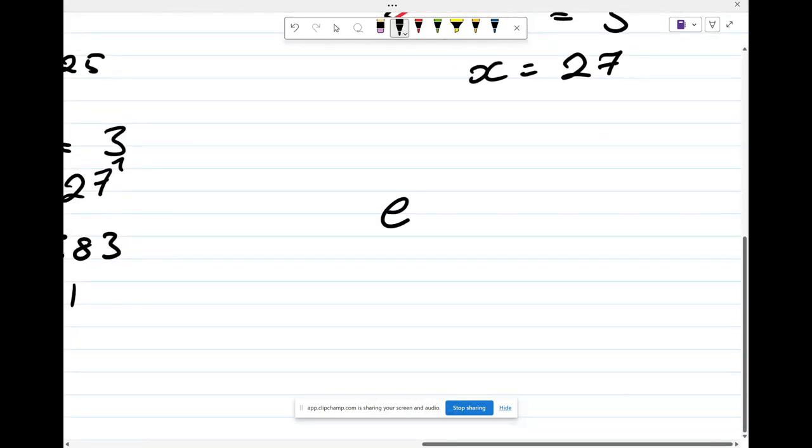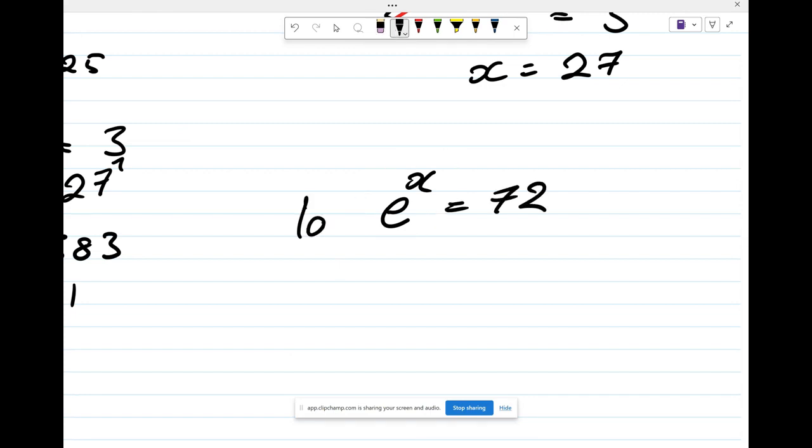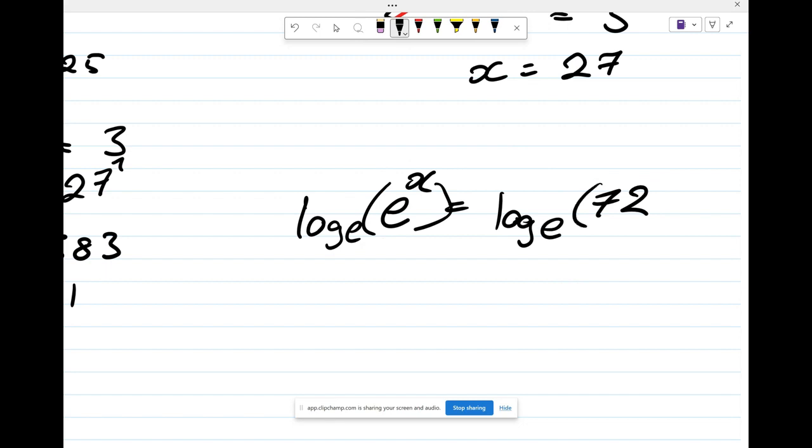If we have e to the power of x is equal to 72, say, what's the opposite of e to the power of x? Well, it's log of e to the power of x, and we do that to both sides. But because this is used so often and it's so useful, this actually has a special name, and it's called the natural log, or ln.